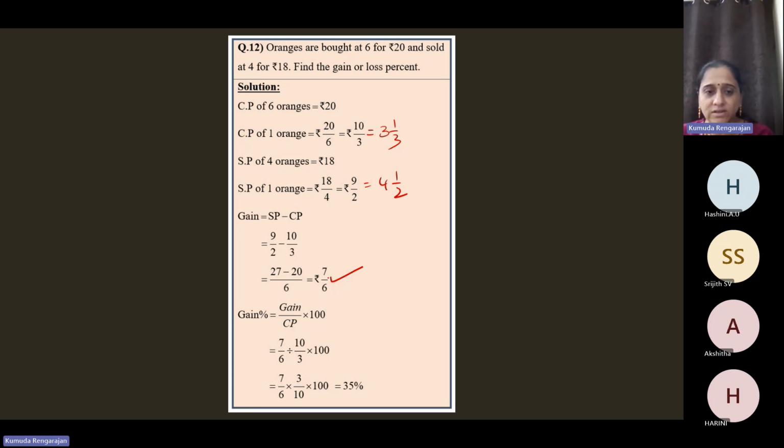And then the profit percentage, which is profit by CP into 100. So what is the profit? 7 by 6, divided by the CP, 10 by 3, into 100. If you write the profit on selling one orange, you must write the CP of one orange. In the formula, gain on selling one orange by the CP of one orange into 100.